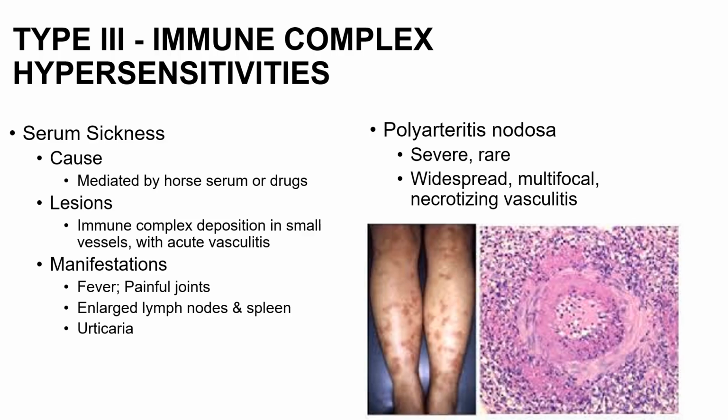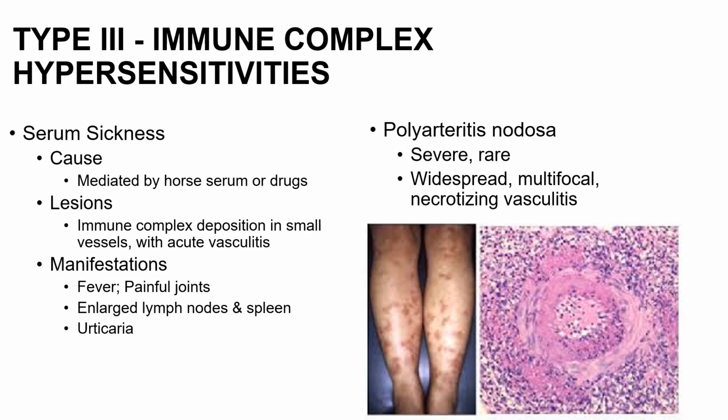Now let's look at clinical examples of type 3 hypersensitivity so you can connect the mechanism to disease. First thing we have is something called serum sickness. Serum sickness is a classic type 3 reaction. It occurs when the body is exposed to foreign proteins, historically horse serum, but today more commonly certain drugs.